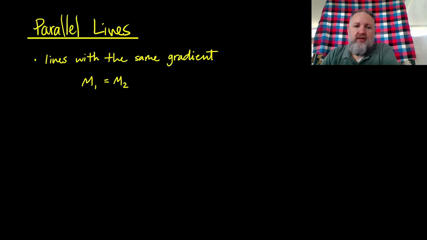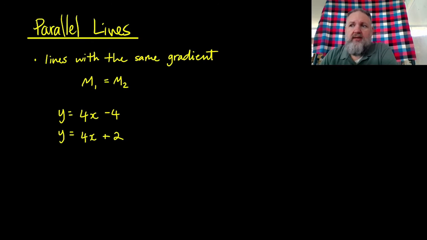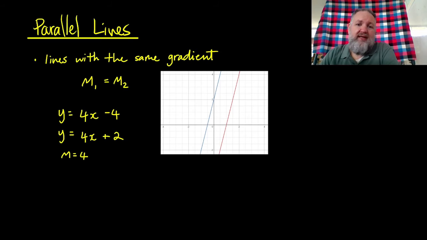So if we've got two lines, just like this, y is equal to 4x minus 4 and y is equal to 4x plus 2, you can see that they have the same coefficient on the x value. Therefore, they have the same gradient. M is equal to 4. And if we were to graph that, you would see that these two lines, in fact, are parallel. Okay, that's pretty easy. If they have the same gradient, they are parallel lines.